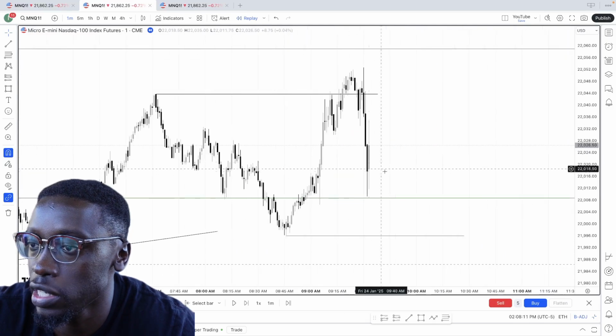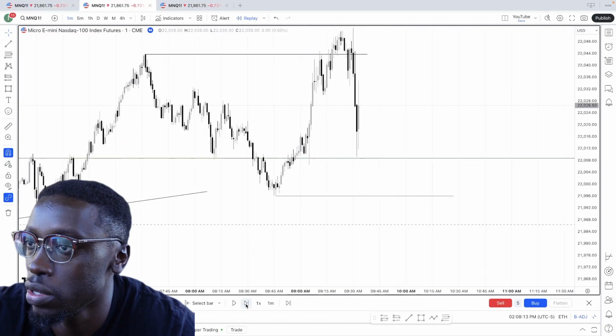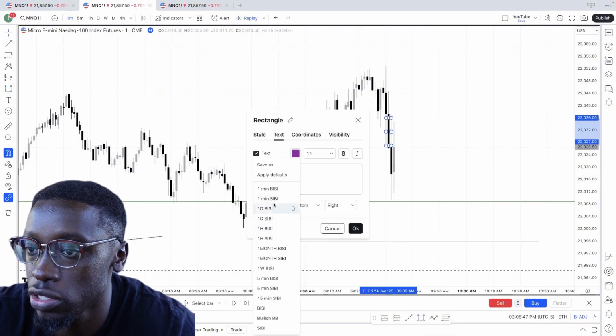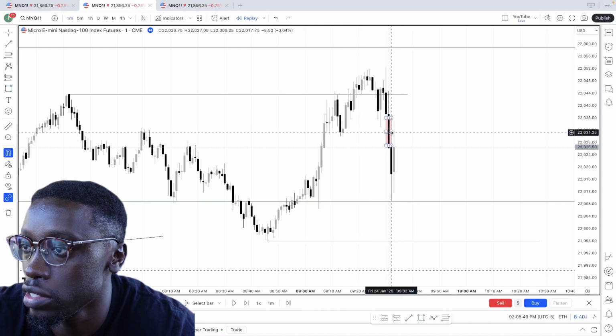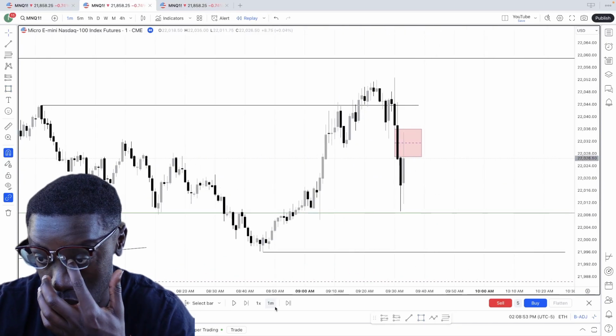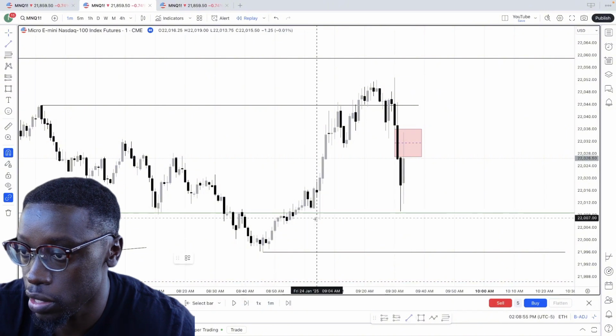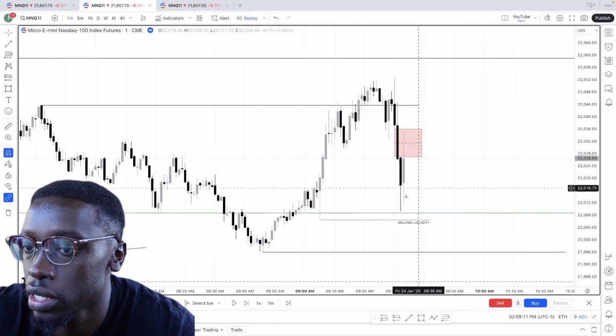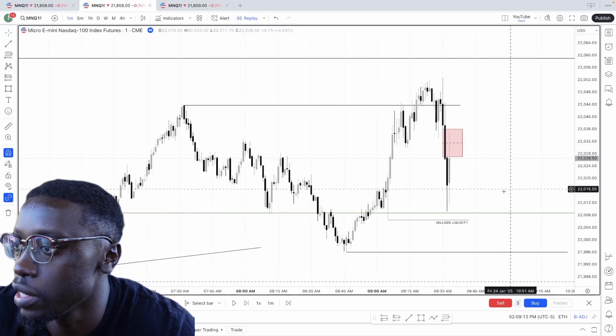So I was potentially watching to see what this would look like. We formed a 1 minute fair value gap here, a 1 minute SIBI, right? So I was potentially looking for this to be what sent us into these lows, right? We want to mark this liquidity as well. This is a low. So we have sell side liquidity here, here, and low resistance liquidity here, right?